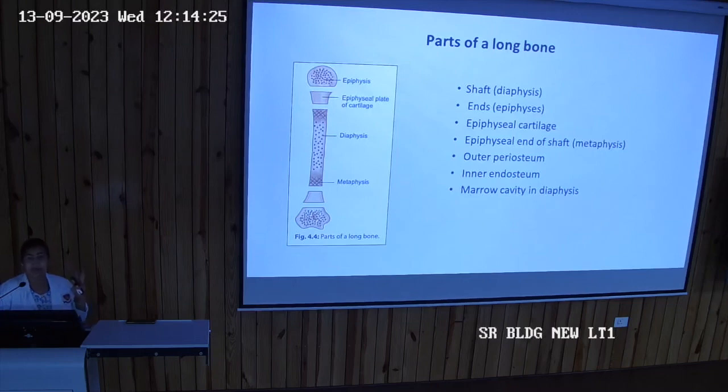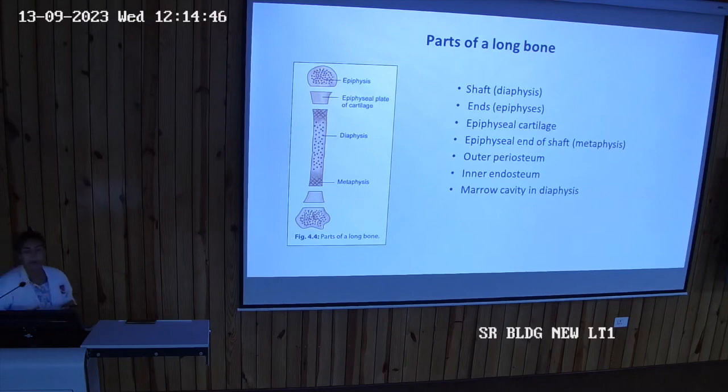Epiphyseal end of the diaphysis is bearing the metaphysis and the epiphysis. And in between the metaphysis and the epiphysis lies the growth plate. So I start from this side: epiphysis, epiphyseal plate of cartilage. This is metaphysis and this is diaphysis, right?